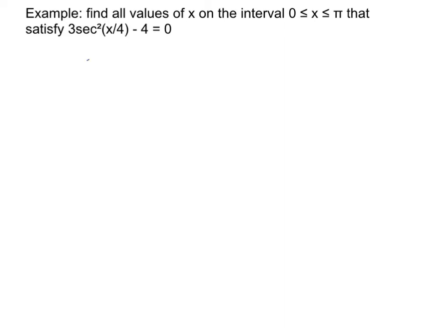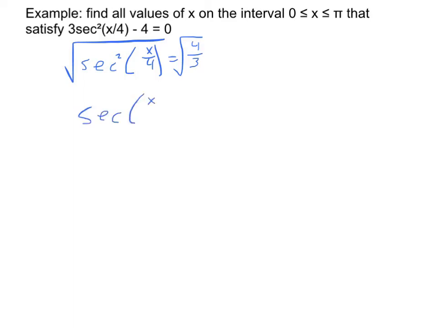So if I move things around, I'll end up with secant squared of x over 4 equals 4 over 3. I just moved the 4 and divided by the 3. Then remember that secant squared means secant times secant, so it really is reasonable for us to square root this and to end up with the secant of x over 4 is equal to plus or minus 2 over root 3.